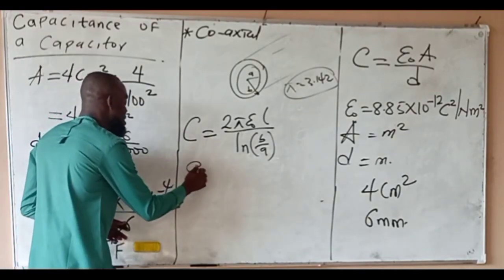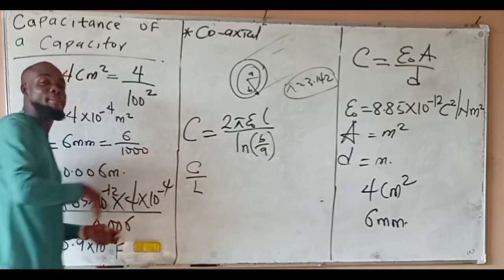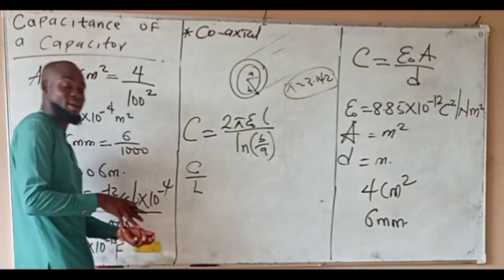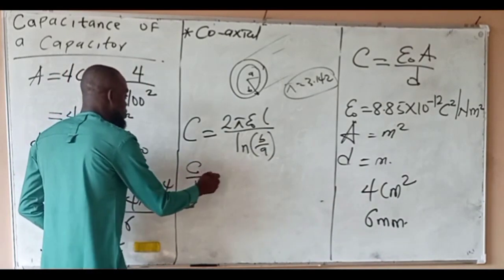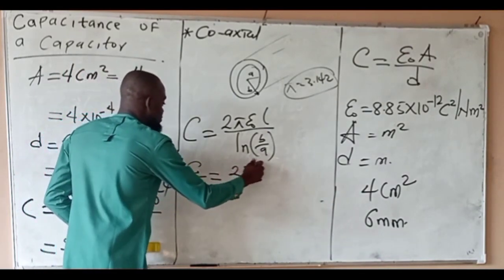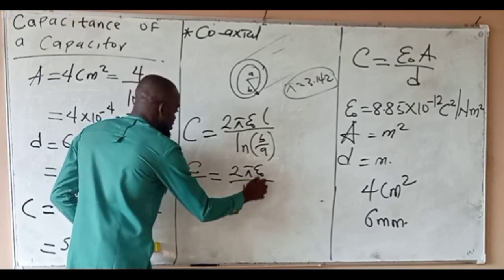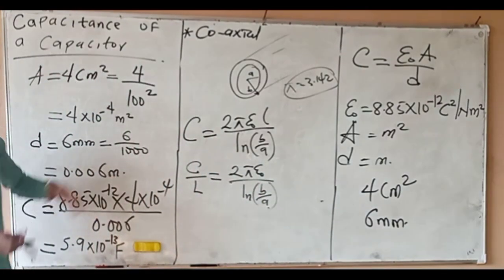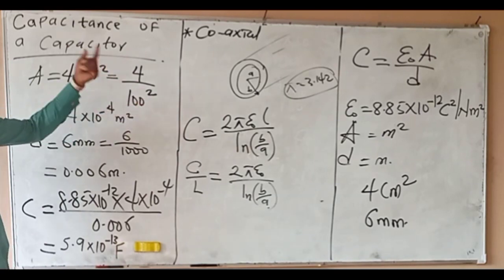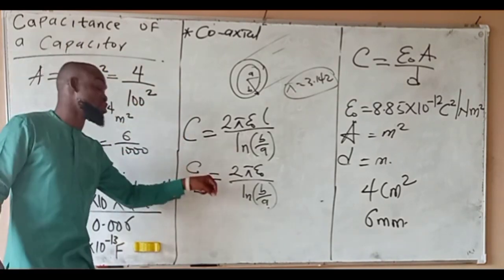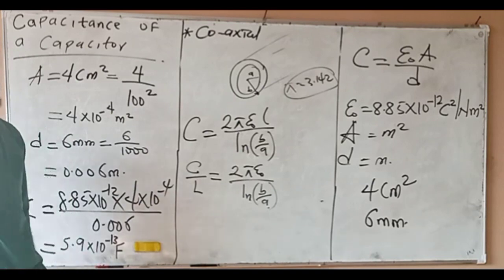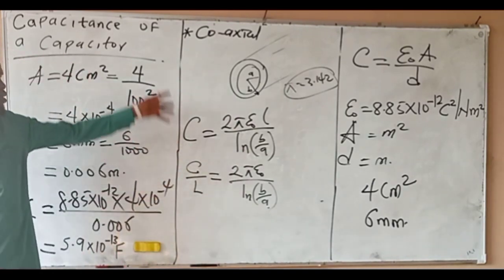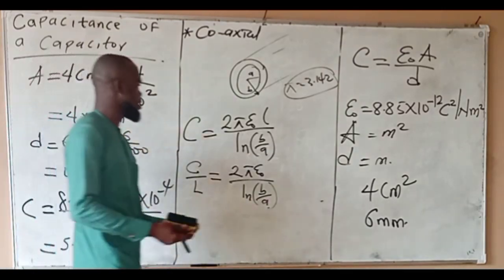Now, we have what we call C over L, which is called capacitance per unit length, or capacitance per length of the capacitor. This will be equal to 2 pi epsilon naught over ln B over A. Now, let's say they give you a question under coaxial cylindrical capacitor, and it asks what is the capacitance per unit length of this capacitor. This is how we are going to obtain the capacitance.